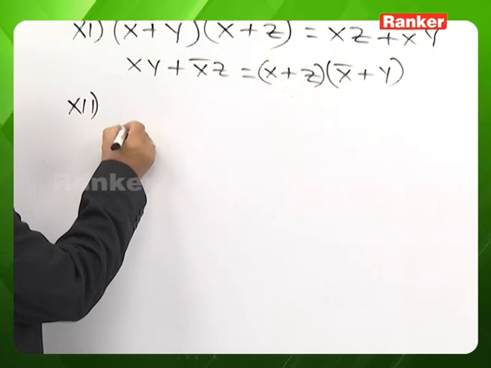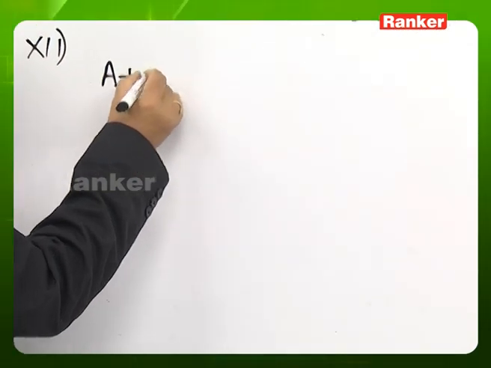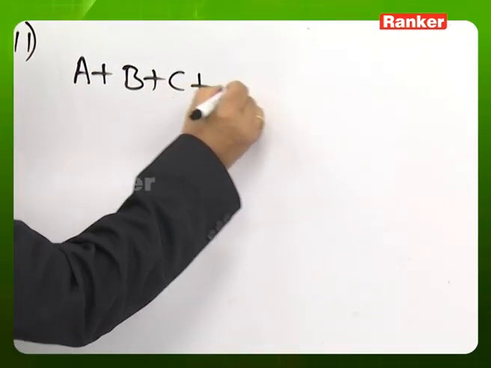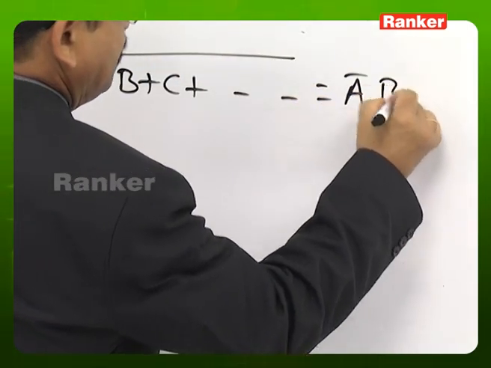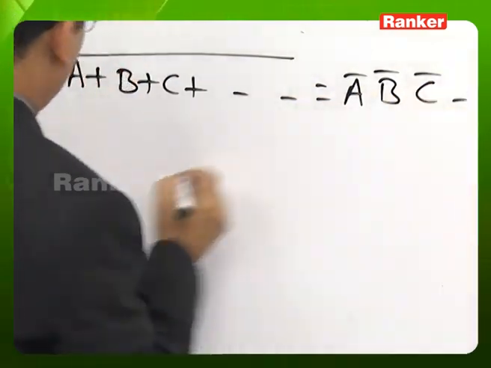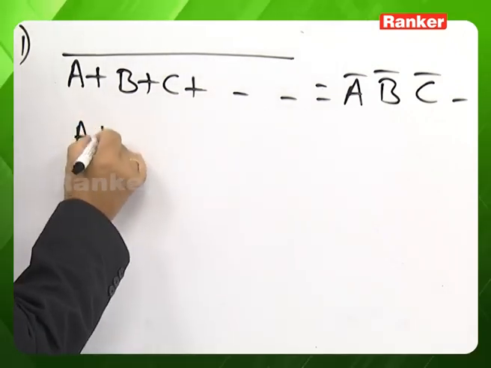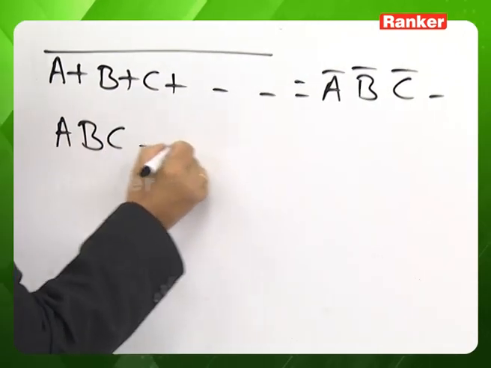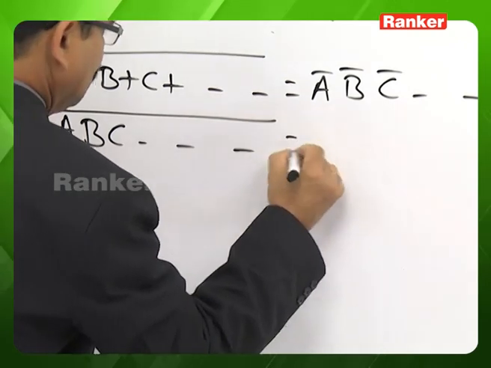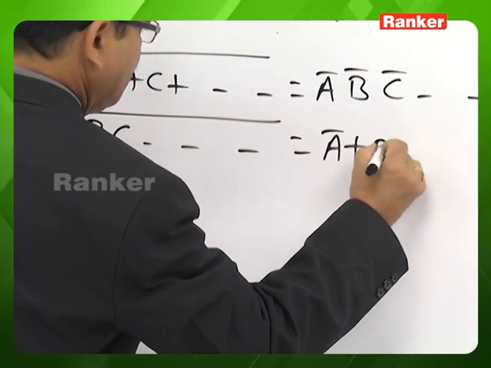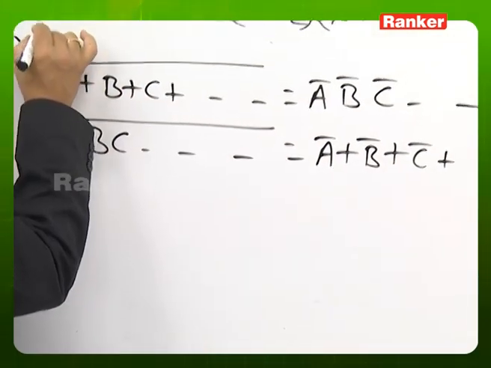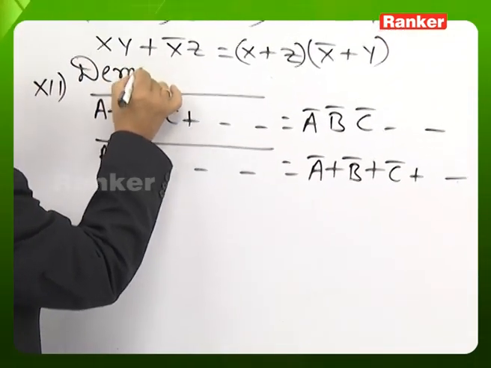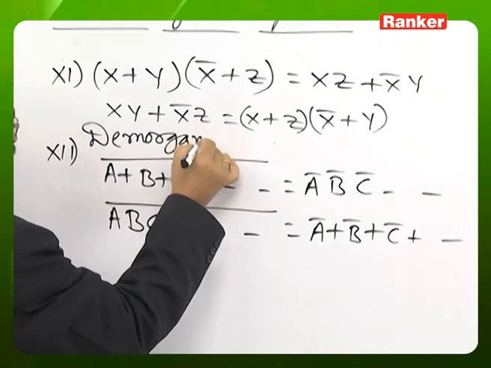The next property we can list is A or B or C and so on, whole complement, is equal to A complement, B complement, C complement and so on. The dual we can read as A, B, C and so on, whole complement, is equal to A complement or B complement or C complement and so on. The name of this property is De Morgan's property.